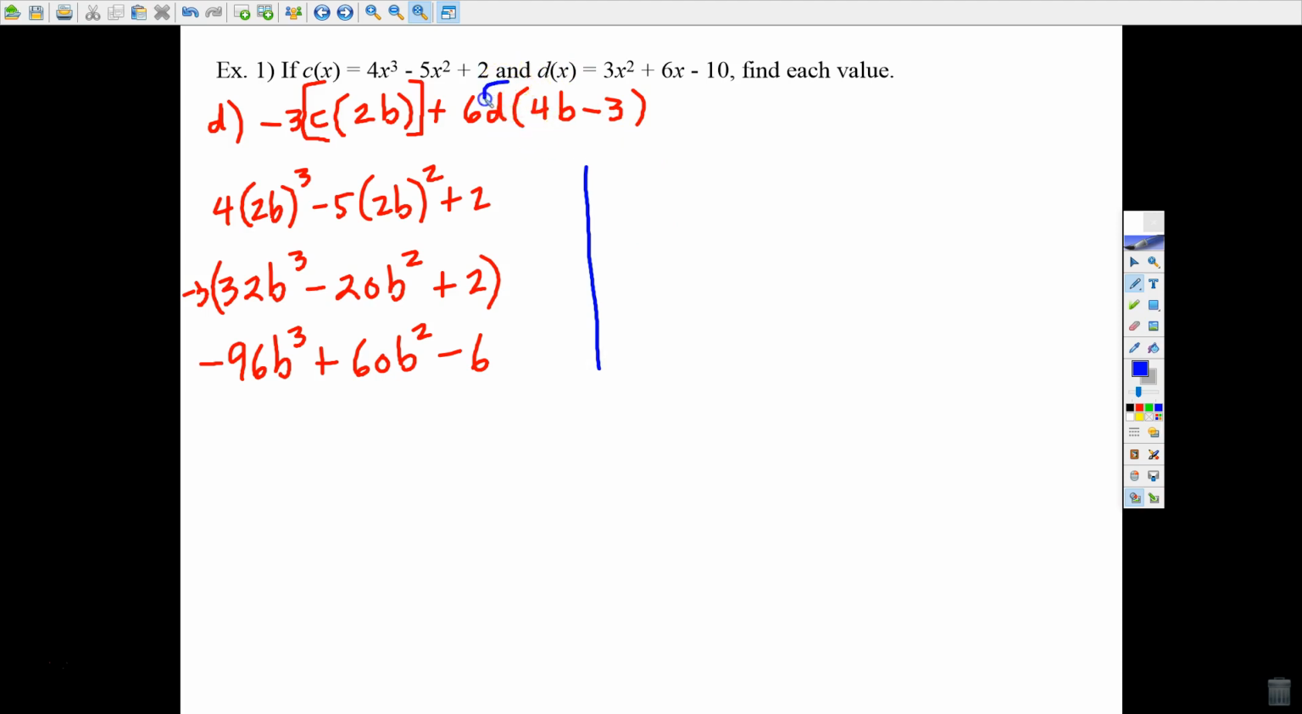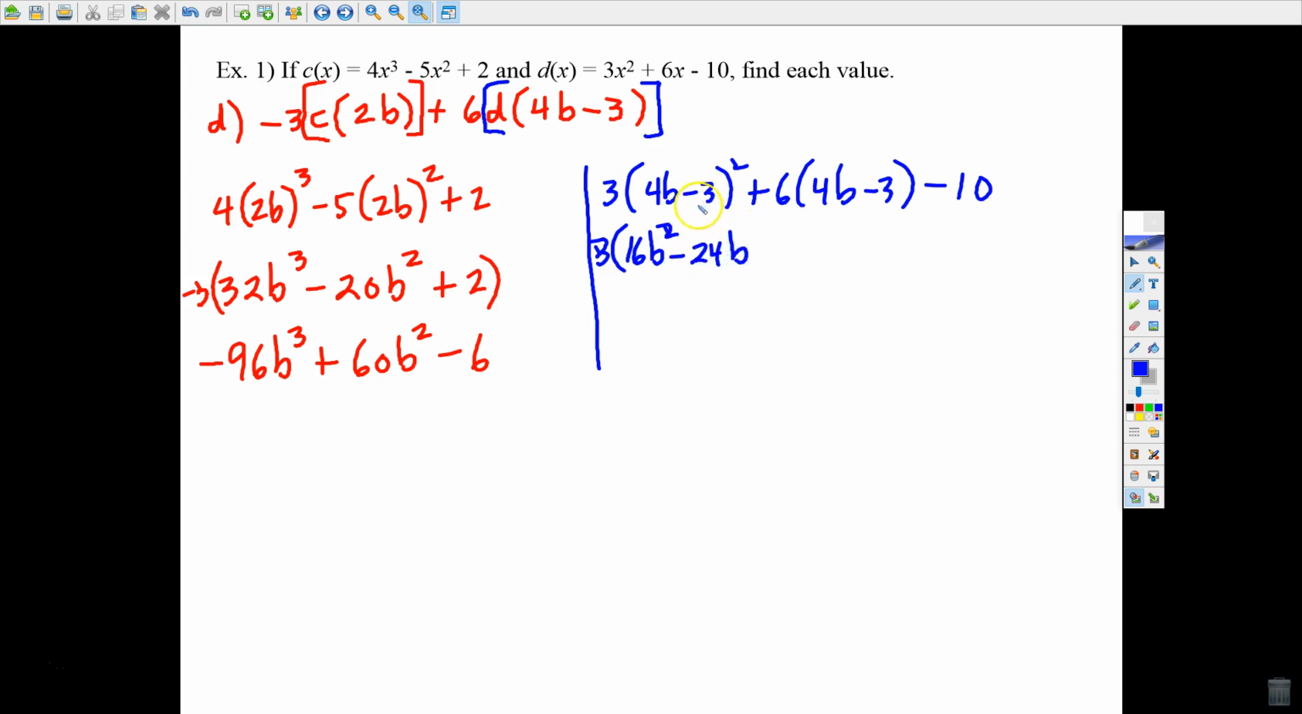Okay, and I'll just draw a line, and over here we'll work on the D function. So this will be done first. Let's input 4b minus 3 in for x in the D function. 4b minus 3 squared plus 6 times 4b minus 3, and then minus 10. Square the binomial. And this is square the first term, 16b squared. First times second times 2, that would be negative 12b times 2, which is negative 24b. And then square the last term, that makes plus 9.